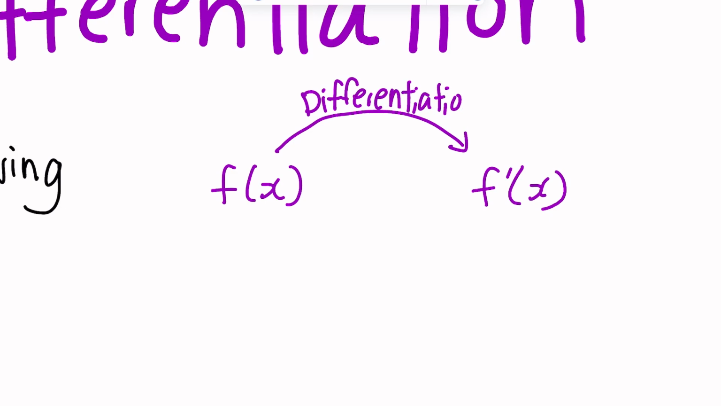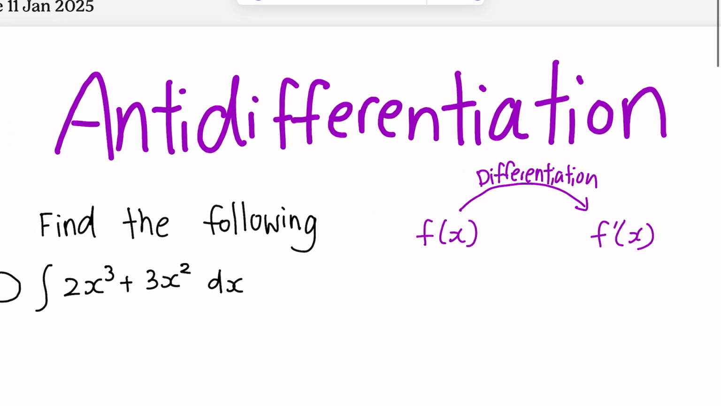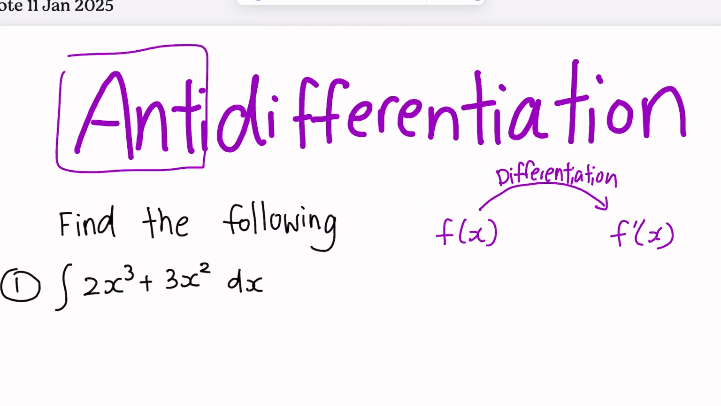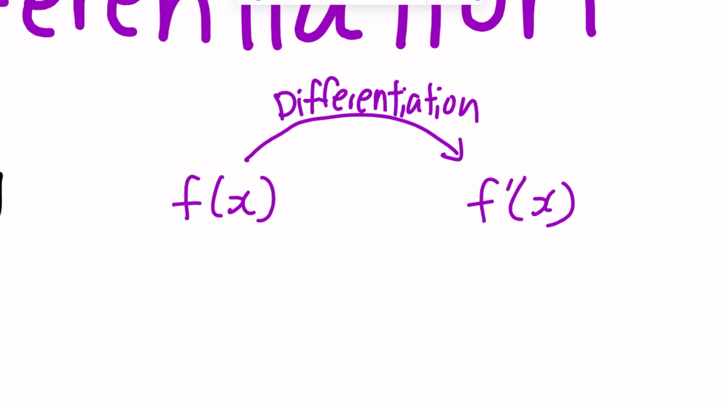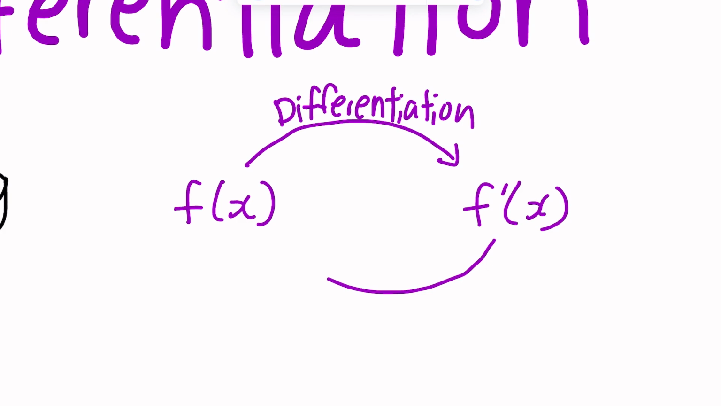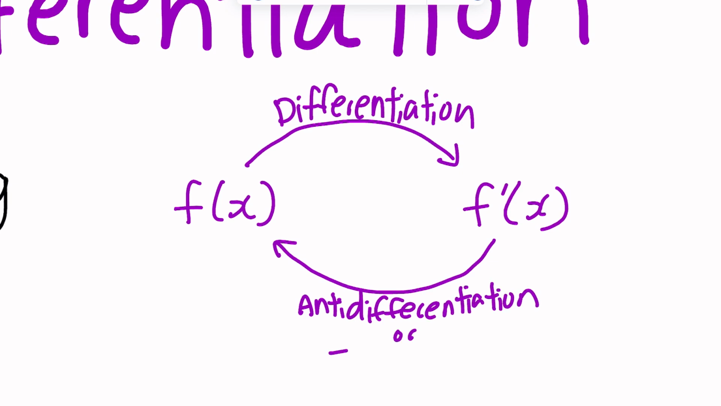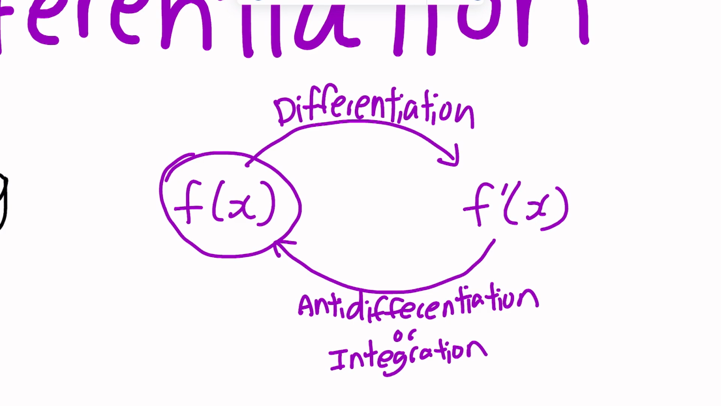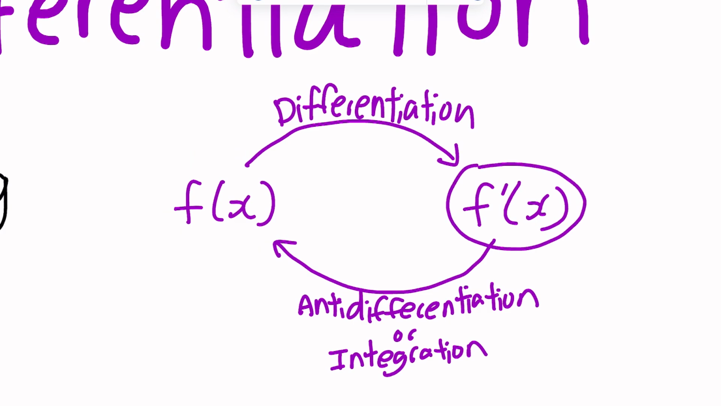But now instead of differentiation, we have the word anti in front of it. And you guessed it right. It's the reverse process. So rather than deriving it, we're now going back and we want to find the original function. So this is called anti-differentiation. And this is also called integration, and they both mean basically the same thing. So before you were given an original function and you want to find the derivative, now you're given the derivative and you want to find the original function.